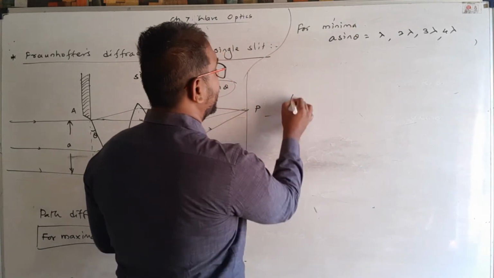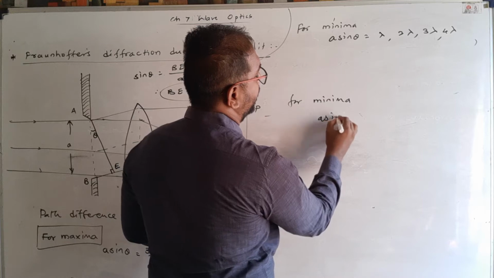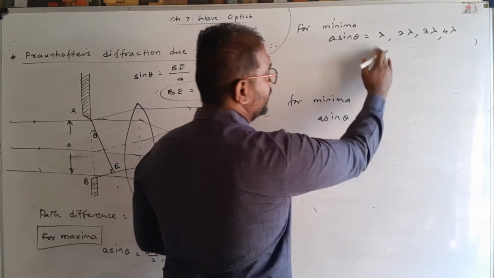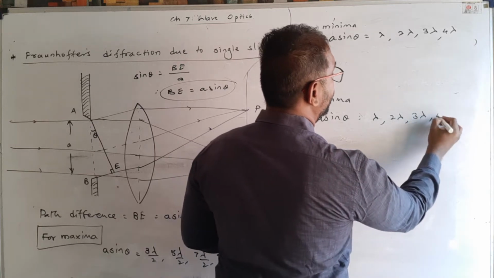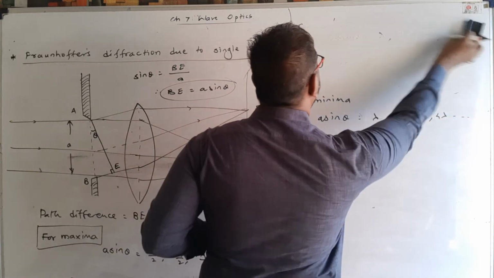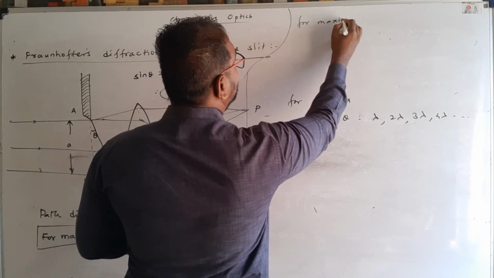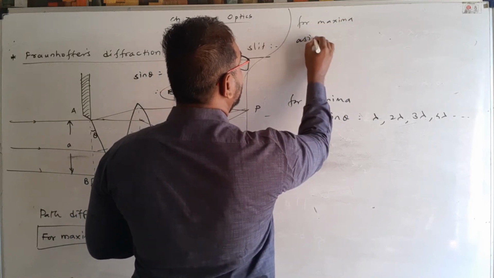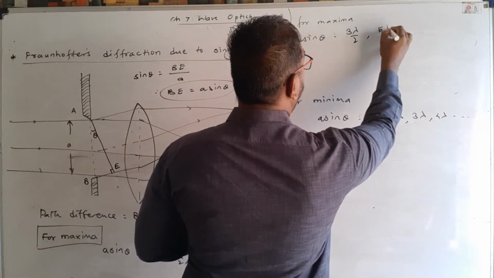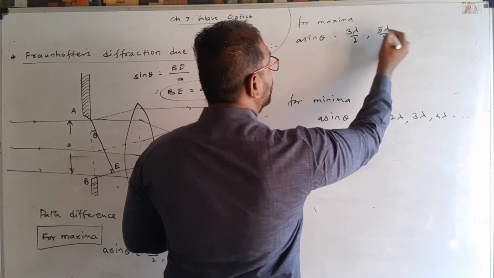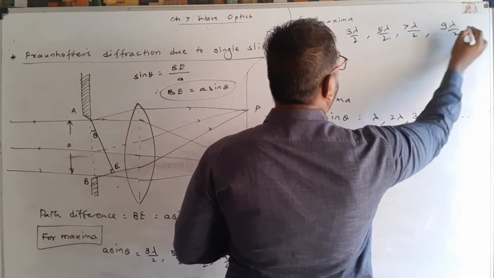So I write this part again below. For minima, a sin theta is equal to, I write the same thing, lambda, 2 lambda, 3 lambda, 4 lambda and so on. And here for maxima point, path difference a sin theta is equal to how much we get? 3 lambda by 2, 5 lambda by 2, 7 lambda by 2, 9 lambda by 2. Okay.